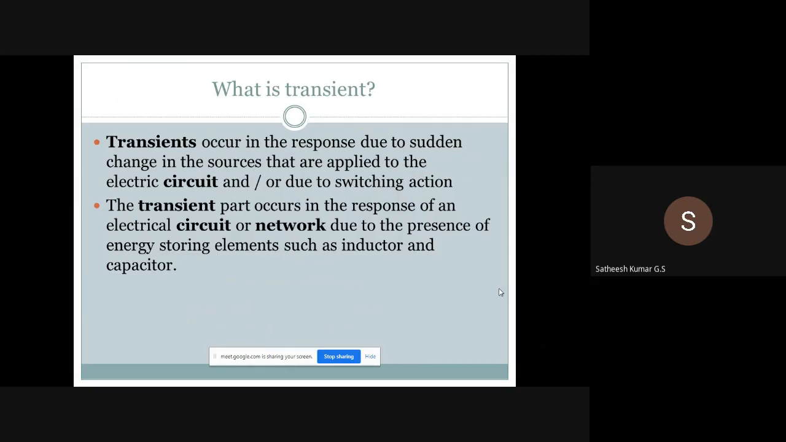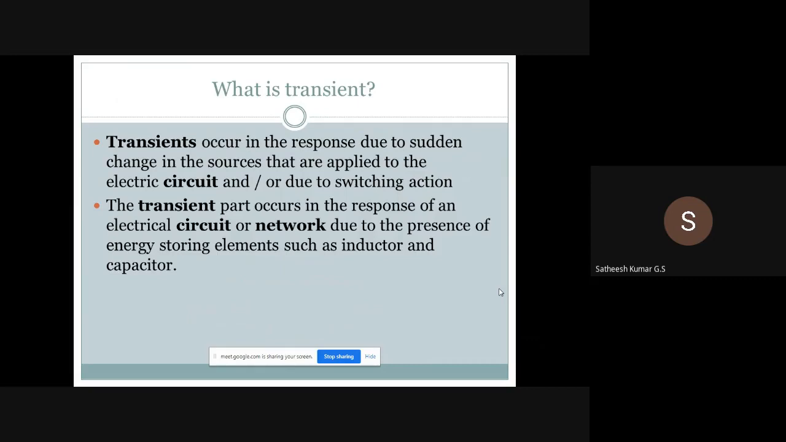So what is transient? Transient occurs in the response due to sudden changes in the source applied to the electrical circuit due to the switching action. Switching action means we suddenly give input to the circuit by closing the switch, or suddenly remove the supply from the circuit by opening the switch. So mainly the transient is caused in two cases: sudden opening of the switch and sudden closing of the switch. Based on these sudden changes, we will see how the inductor and capacitor behave, and the behavior of the circuit in the particular transient condition.